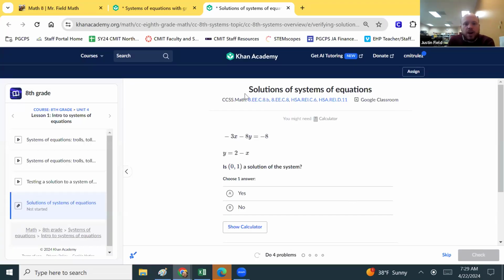Okay, so write down at the top of your notes solutions of systems of equations. And then write down this problem right here. Negative 3x minus 8y equals negative 8. And then y equals 2 minus x. So I should see that because I'm walking around the room. I should see that on your papers. This equation right here. And then we want to know, is 0, 1 a solution of the system?